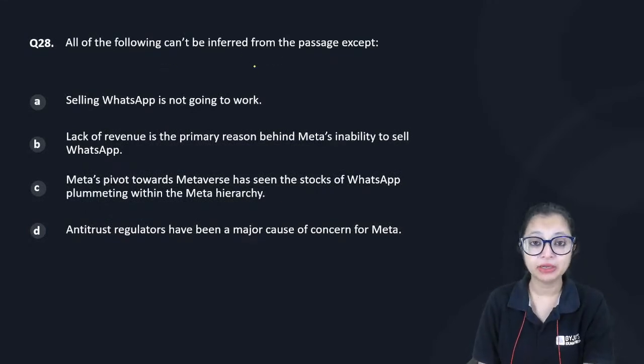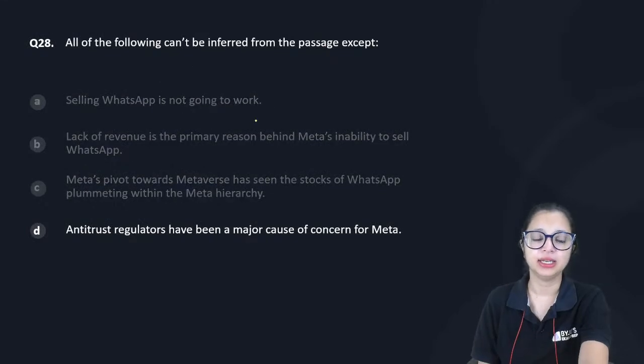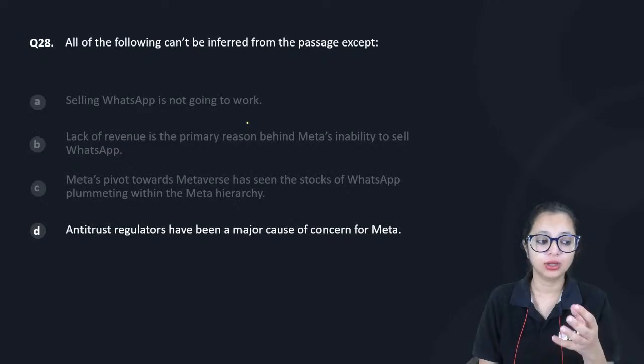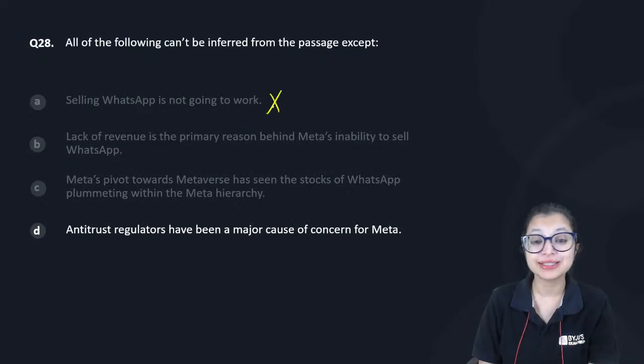Which of the following can be inferred is the question. Selling WhatsApp is not going to work. Why? It's a promotion. The author is promoting selling WhatsApp. This is wrong. This cannot be inferred. We have to find what can be inferred. Lack of revenue is the primary reason behind Meta's inability to sell WhatsApp. That's not true. Antitrust laws.